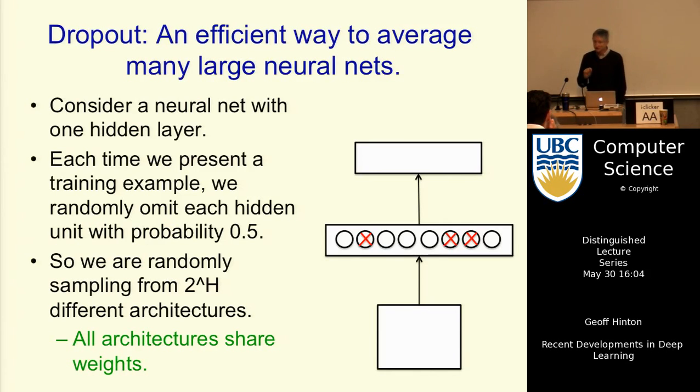Now, I'm going to show you how to do this geometric averaging with neural nets very efficiently. Let's take a neural net that has one hidden layer. Each time we show a training example, we leave out half of the hidden units. So what we're doing is sampling from different model architectures. But the units we keep always have the same weights whenever we keep them. So you can think of it as, if we've got h hidden units, we've got 2 to the h possible architectures from which we're sampling at random. Most of them we never sample. But these architectures are doing a massive amount of weight sharing.